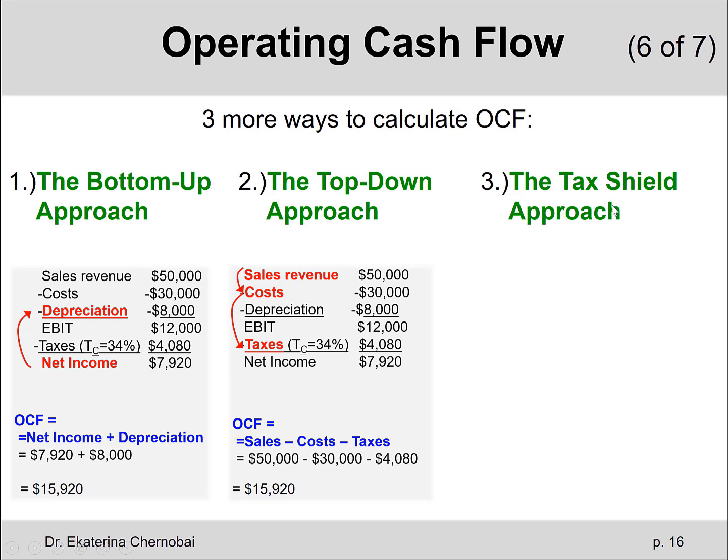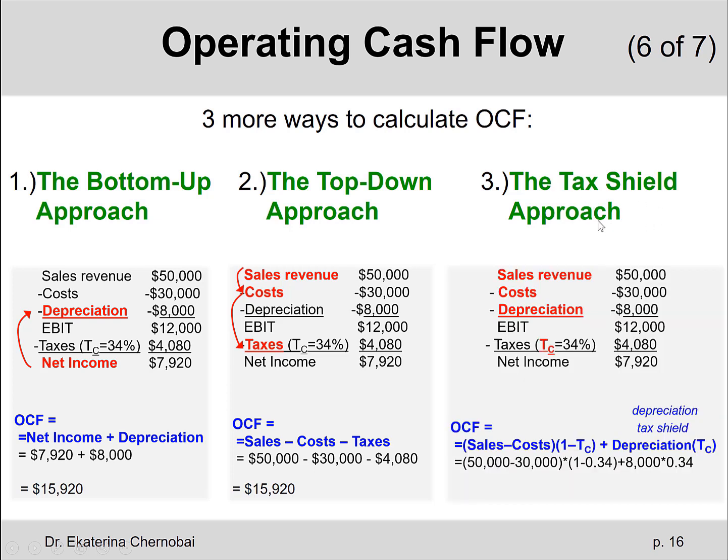And the last formula, this is actually formula number 4, that could also be used to find the operating cash flow, is called the tax shield approach. There is no specific order, like it's neither bottom-up nor top-down approach. The formula says, look at the difference between the sales revenue and the production costs, multiplied by 1 minus the tax rate, and then you add the so-called depreciation tax shield, which is the product of the depreciation amount and the tax rate.